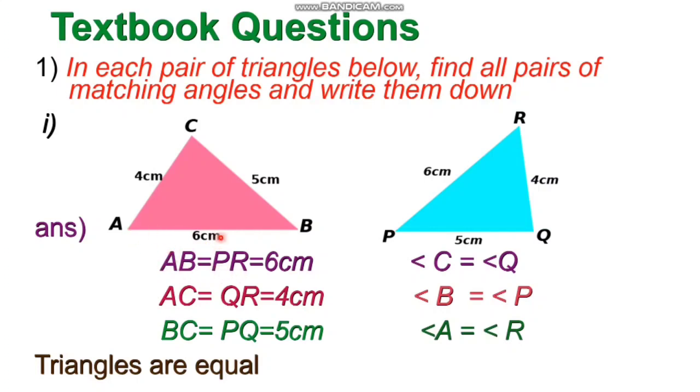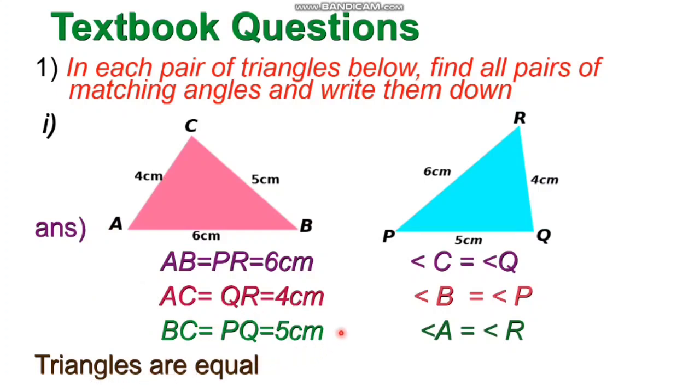Look at AB is equal to 6 centimeter, PR is also 6 centimeter. So we can write AB is equal to PR is equal to 6 centimeter. Next, AC is equal to 4 centimeter and here QR is equal to 4 centimeter. So we can write AC is equal to QR equal to 4 centimeter. And the third one BC, 5 centimeter and PQ 5 centimeter. So we write BC equals PQ equal to 5 centimeter. These are the pairs of equal sides. We can say triangles are equal.